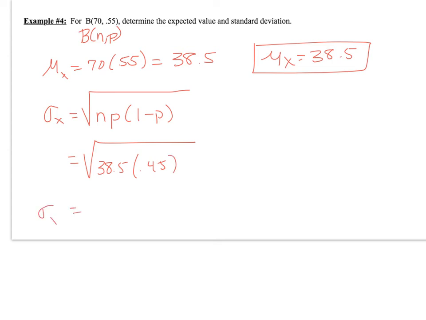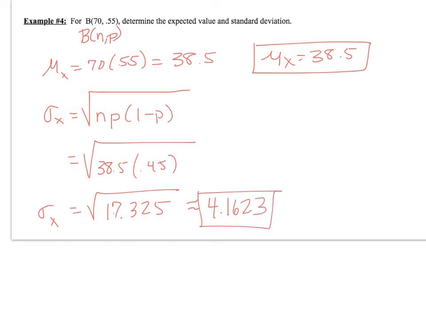So we are going to find that the standard deviation is going to be the square root of 17.325, so 17.325, which is approximately 4.1623. So there's our expected value and our standard deviation for our binomial random variable. Fairly simple to calculate once you know the formulas.